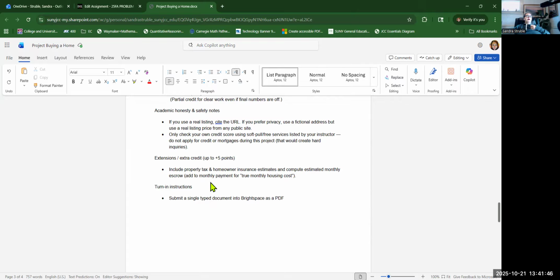And then turn it in as a single document as a PDF in Brightspace in the assignments. Or you can go straight into the assignment and type your answers there. It's totally up to you how you would like to present it. Please do not turn it in on paper. I will not accept it. You need to know how to submit documents in college.